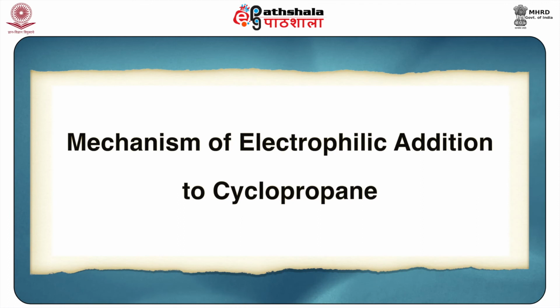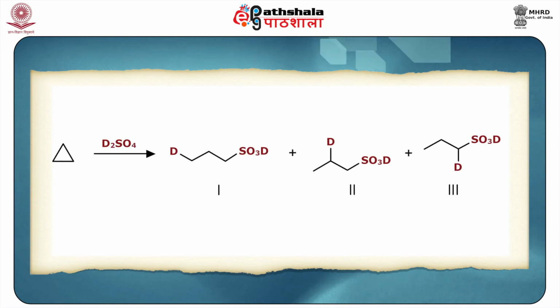Now let us continue our study and move to the mechanism of electrophilic addition to cyclopropane. Before discussing the mechanism, there are two important points to be noted for addition reactions of cyclopropane. First is that the mechanism must be stepwise, as the reaction of D2SO4 with cyclopropane yields, along with the expected product, minor amounts of two more products, the second and third, as shown here. The first one is the expected product where D and SO3D add to the first and third carbon, but in contrast there is a 1,2 addition product, the second one, and there is also a 1,1 addition product, which is the third.